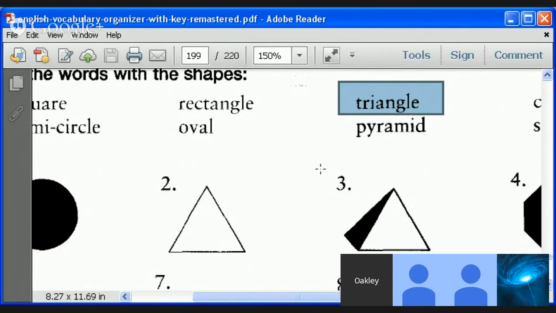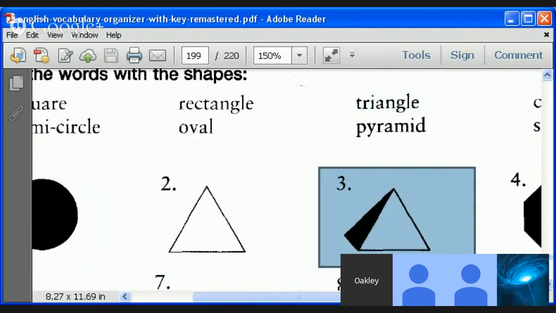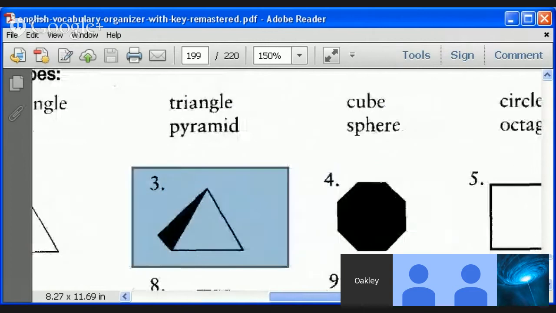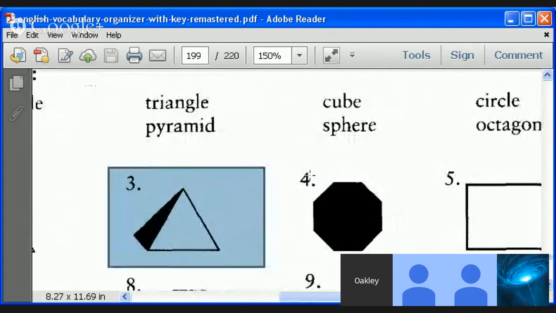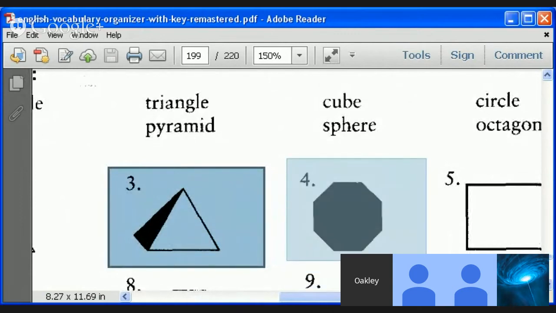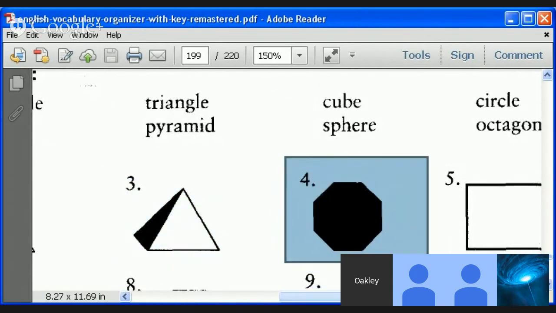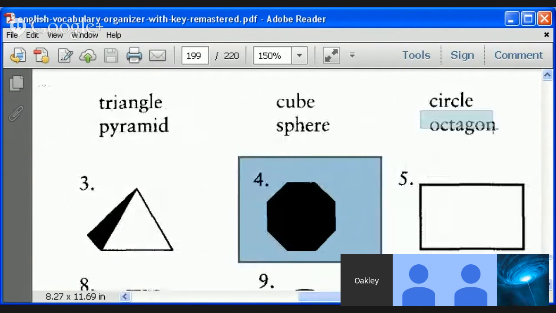Natalia, what is shape number 3? Pyramid. Yes, it is. Very good. You guys are good. All right, let's get a little more challenging here. Mustafa, number 4 is? Octagon. Yes, here it is. Octagon.